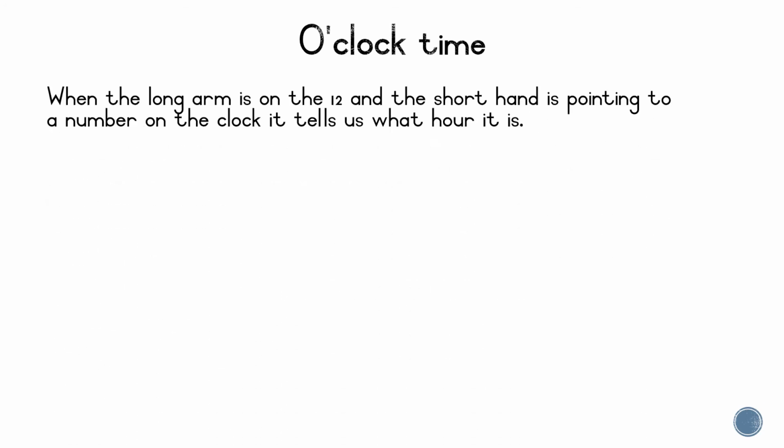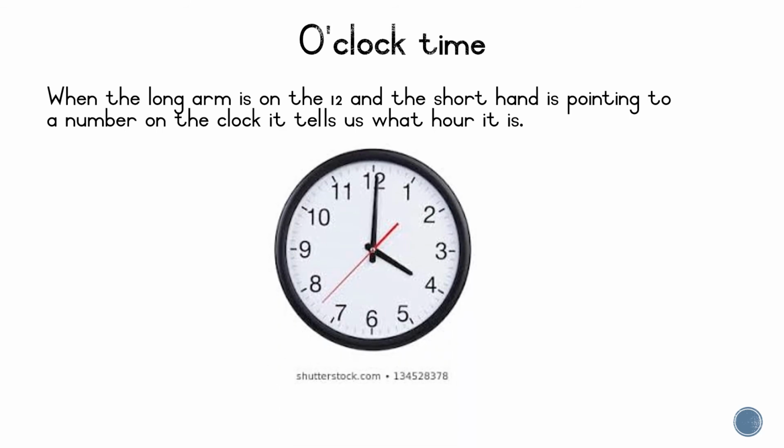O'clock time. Let's quickly look at o'clock time again. When the long arm is on the 12 and the short hand is pointing to a number on the clock, it tells us what hour it is. Here we have a clock. Let's have a look. The long minute hand is pointing to 12, and where is the short hour hand pointing to? So what time do you think it is on this clock? We can read the time as 4 o'clock. Well done.